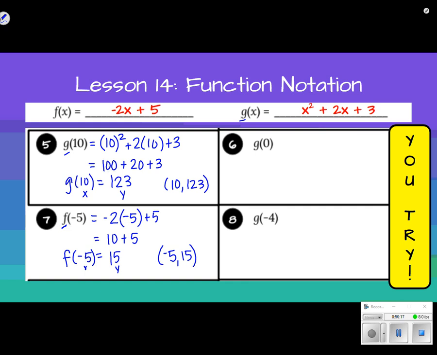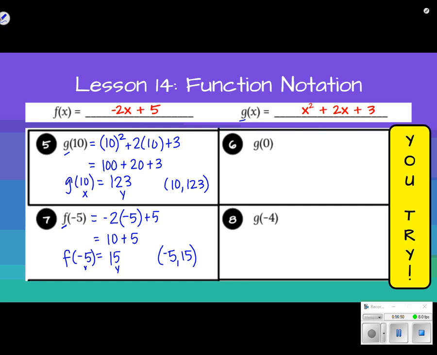So all of this stuff is connected. You can look at these as graphs, you can look at these as tables, you can look at these as equations. All of them are related. They all use domain, range, values of points, and all of that kind of stuff, and it all pulls together. You try 6 and 8.